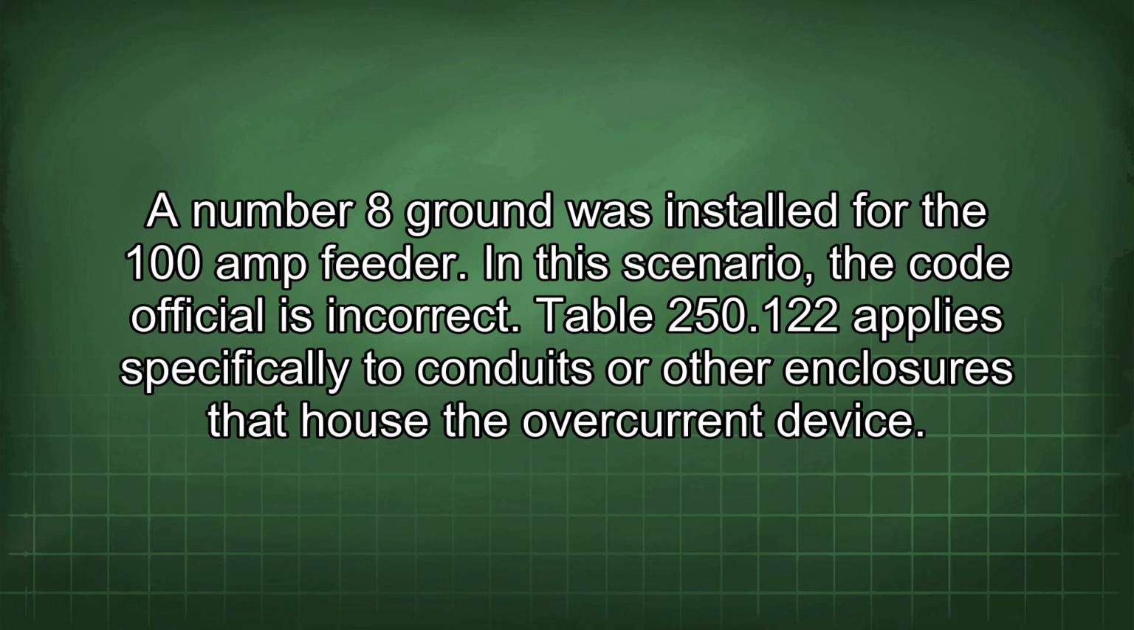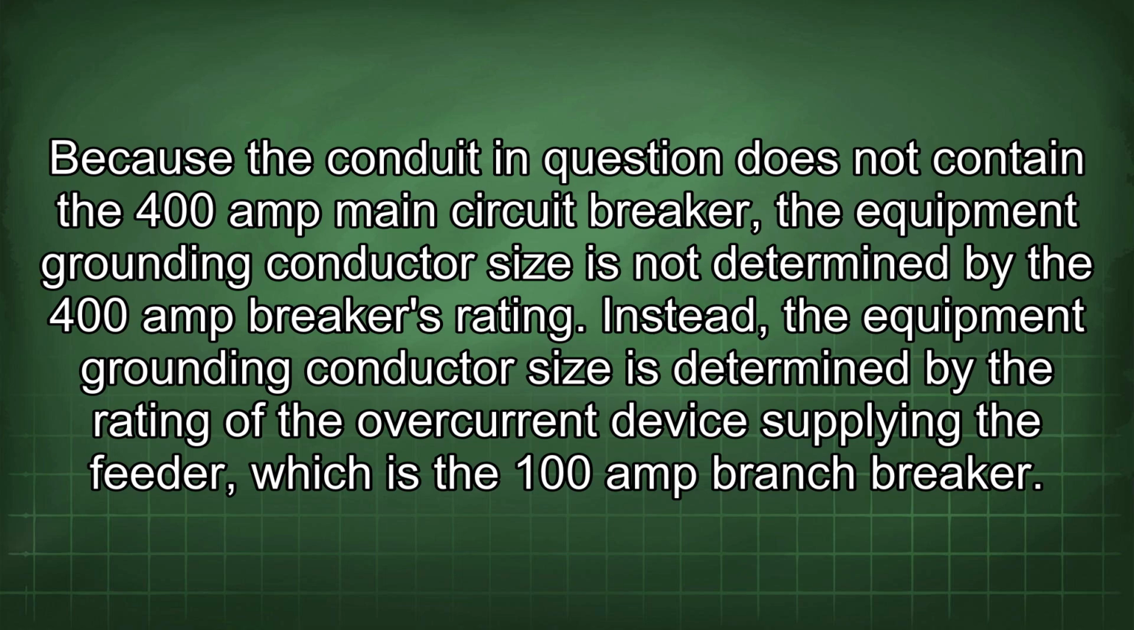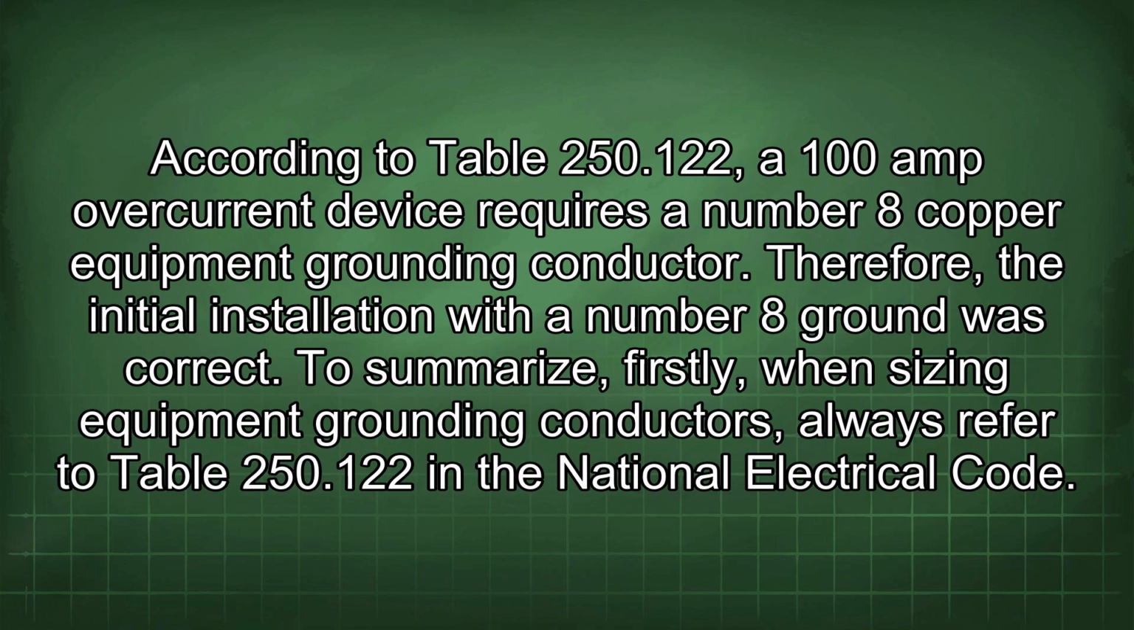Table 250.122 applies specifically to conduits or other enclosures that house the overcurrent device. Because the conduit in question does not contain the 400 amp main circuit breaker, the equipment grounding conductor size is not determined by the 400 amp breaker's rating. Instead, the size is determined by the rating of the overcurrent device supplying the feeder, which is the 100 amp branch breaker. According to Table 250.122, a 100 amp overcurrent device requires a number 8 copper equipment grounding conductor. Therefore, the initial installation with the number 8 ground was correct.